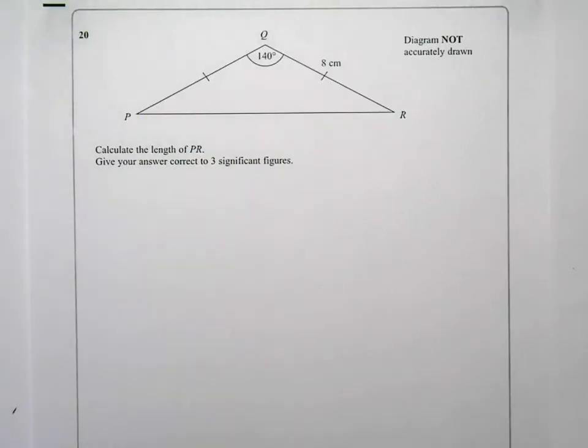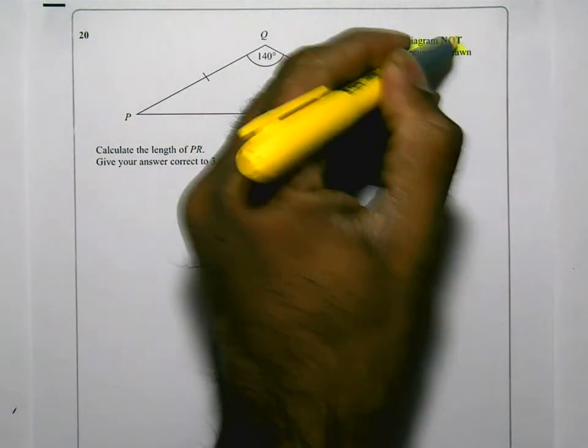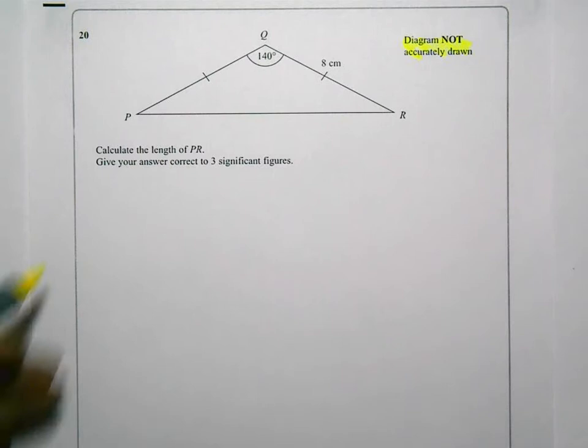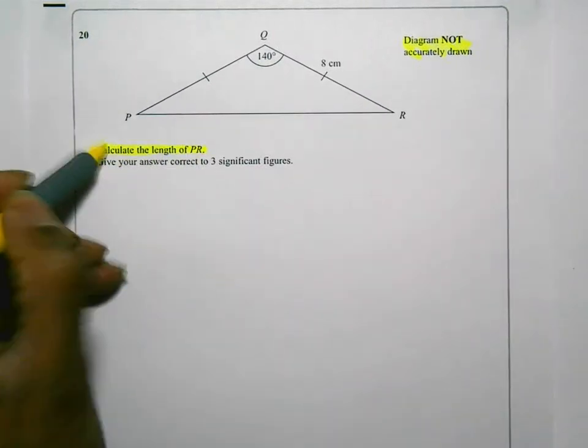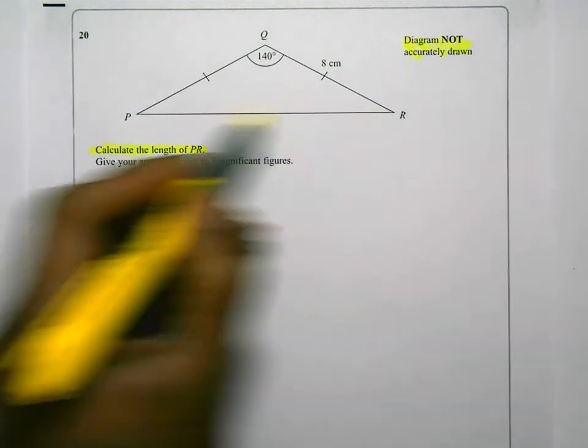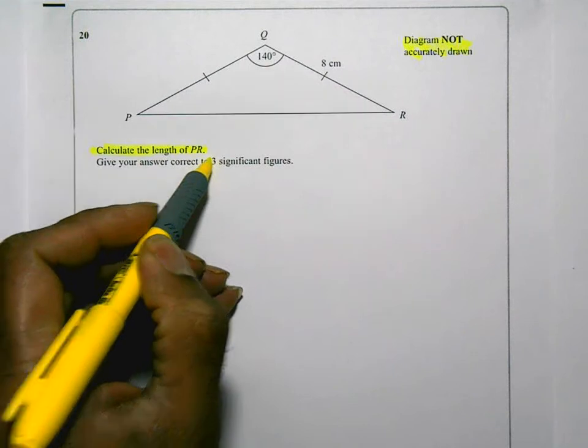Here is question 20 on the higher calculator paper. We've got a triangle here and they've said it's not drawn accurately, so I can't do any measurements from this diagram. They said simply calculate the length of PR. So here's PR, that's what I want to work out. Give your answer correct to 3 significant figures.